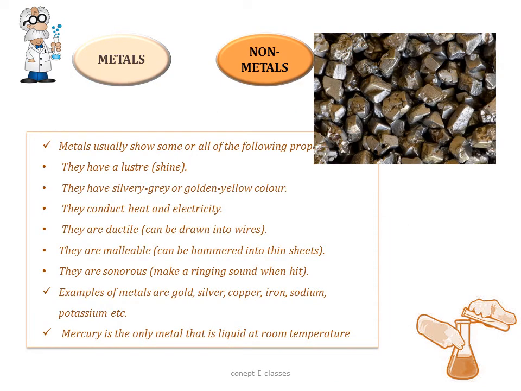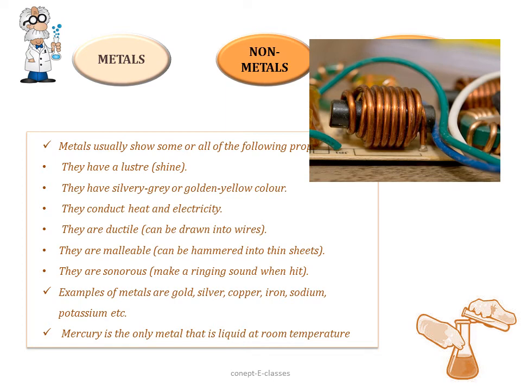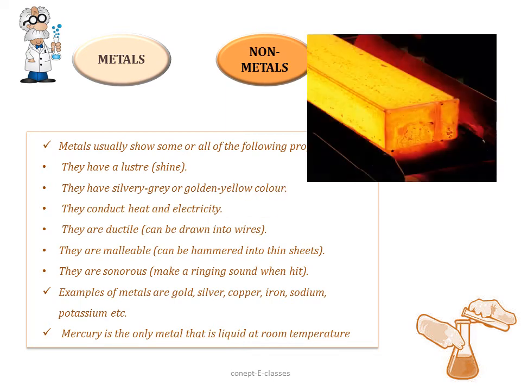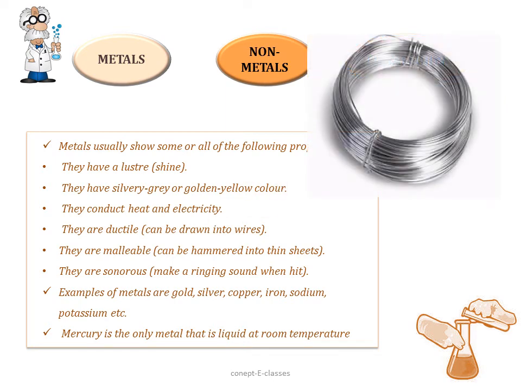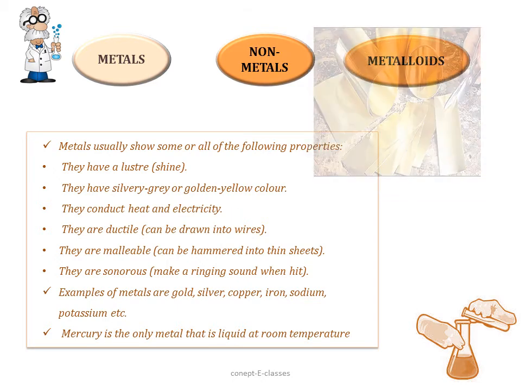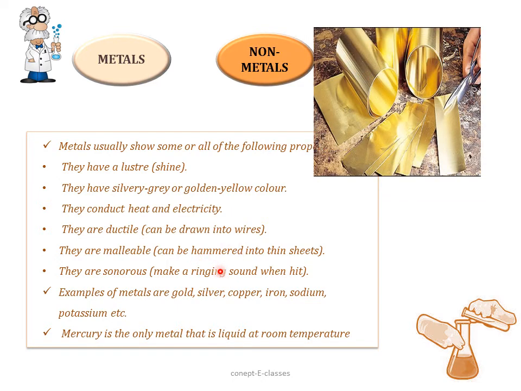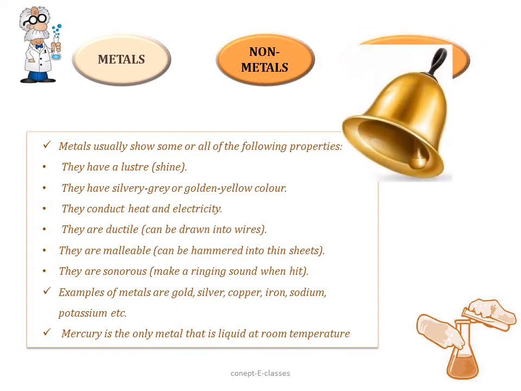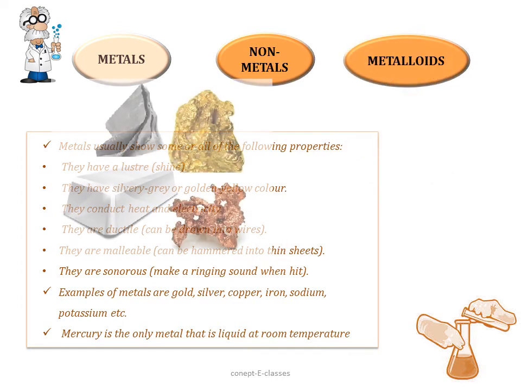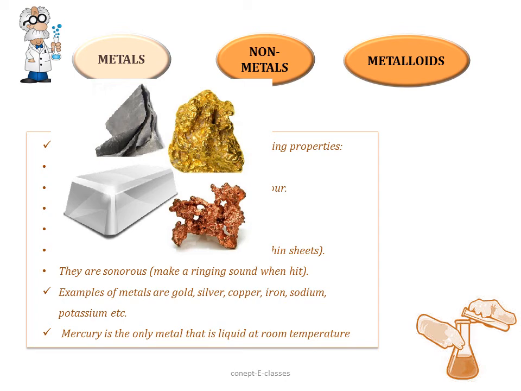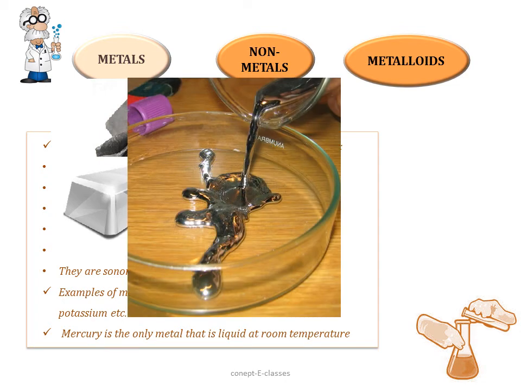They have a luster, that is a shiny appearance. They are silvery grey or golden yellow in color. They are good conductors of electricity and heat. They are ductile, that is they can be drawn into thin wires. They are malleable, that is they can be hammered into thin sheets. They are sonorous, they make a ringing sound when hit. Some examples of metals are gold, silver, copper, iron, sodium, potassium, lead, etc. And mercury is the only metal that is liquid at room temperature.